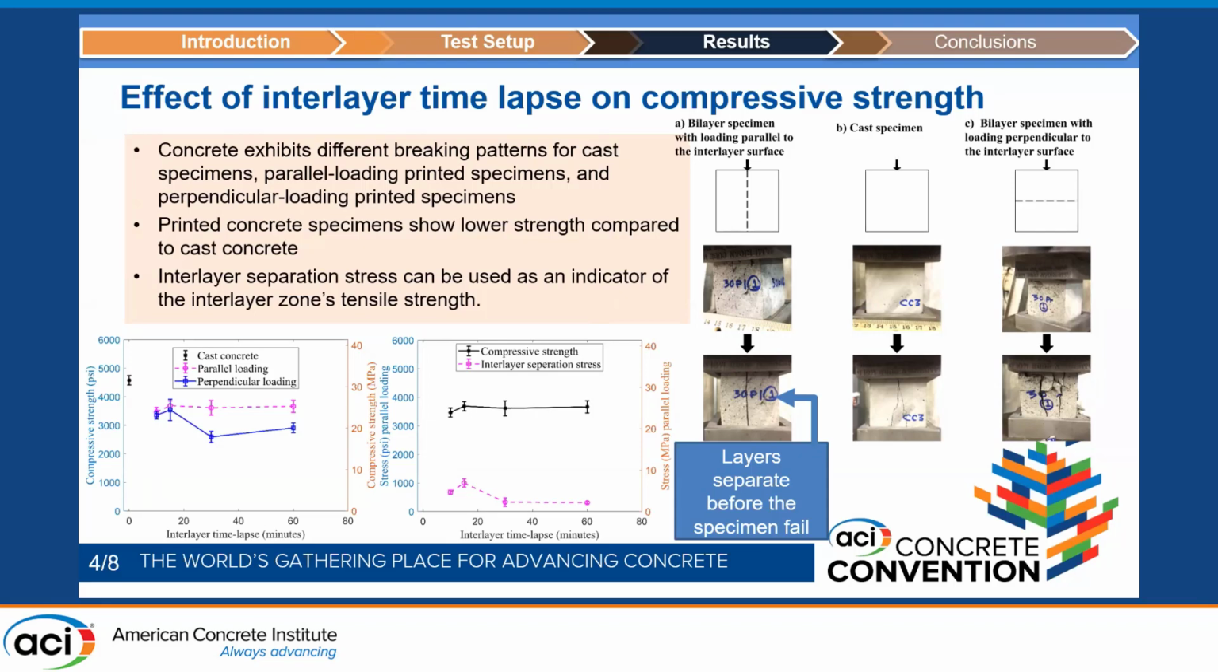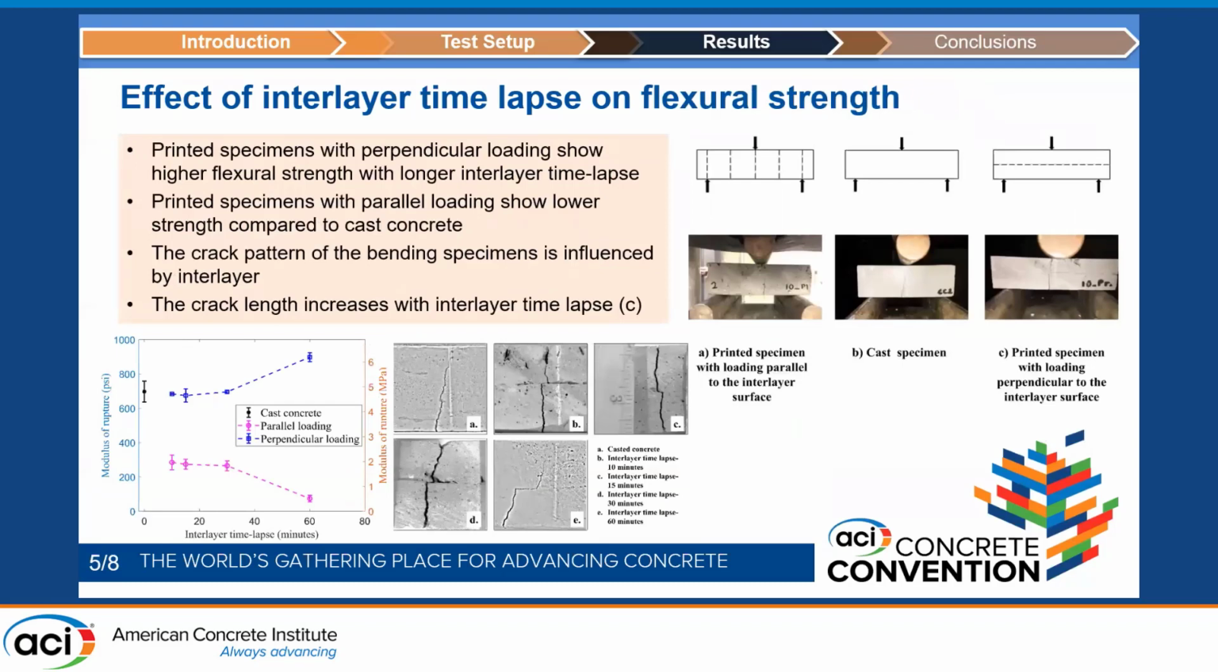If you see here, the compressive strength of the printed material is lower than the cast concrete. Another interesting fact I saw in the parallel loaded sample is that the specimen broke at the interlayer before the whole specimen failed. The stress at which the layers separate is significantly lower than the failure load, and it fails at the interlayer, and this stress can indirectly indicate the tensile stress at the interlayer. So now the flexural strength.